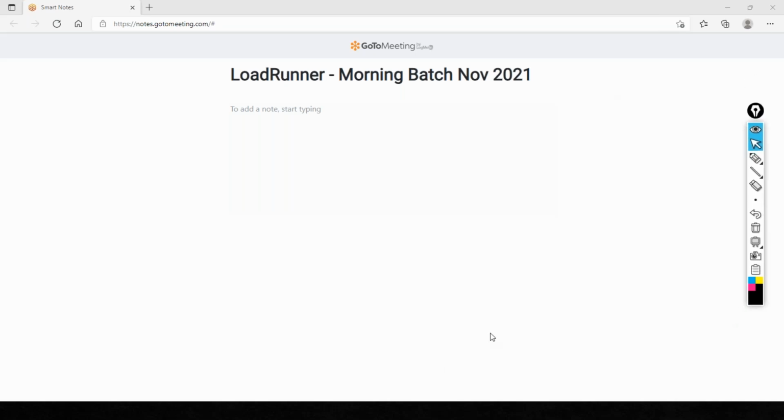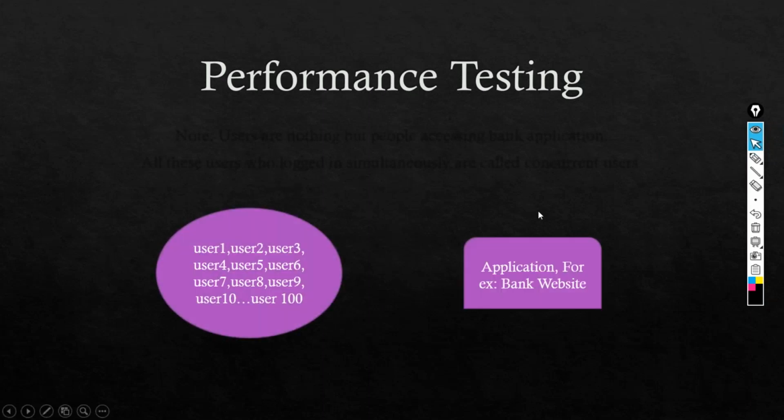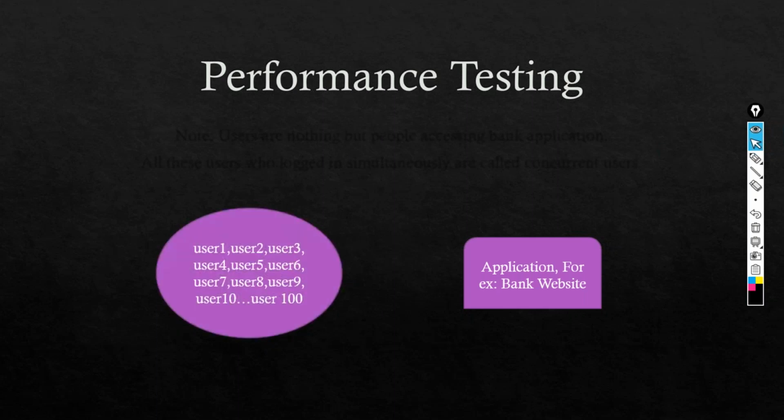So coming back to today's session, let's say that there is a bank website, and assume that around 10 a.m. or 11 a.m. more people access the bank website. Let's say user 1, user 2, user 3, and so on till user 100 are accessing the bank website. Users are nothing but people accessing the bank application, right?